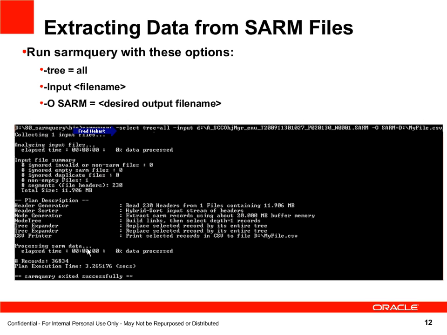SARMQuery -select. So what are we going to be selecting out? And I can choose exactly what we want to collect out of that SARM file. So there might be more data in there than I want. I might want to perform some type of filter that only brings back certain records. In this case, I don't. I'm going to get the whole tree. Tree equals all. So get everything from top to bottom in that whole tree of calls that may be in my SARM data. And then -input, it begs the question, what SARM files am I looking at?